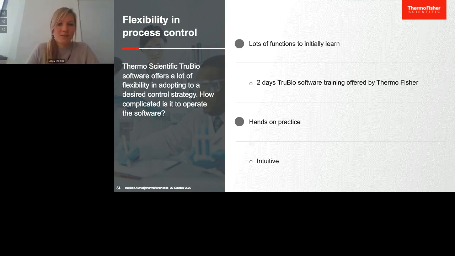Yes, so initially it's lots of functions to learn and to get to know the setup of the software. But there is a 2 day TrueBio software training that is offered by Thermo Fisher. And this actually is really helpful and needed as well. But after that, if you have some hands-on practice, with what you have to do anyways, because you have to set up your process, then it becomes really intuitive and easy to use also for challenging purposes.